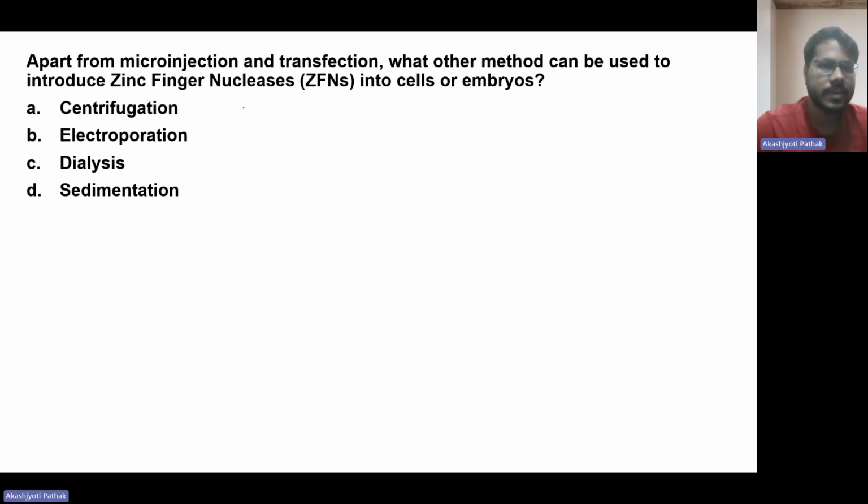These are basic questions, isn't it? You have learned about these methods, how you can introduce a foreign gene in any cell. So you have learned about these different methods: electroporation, then microinjection, then transformation, physical methods, chemical methods.